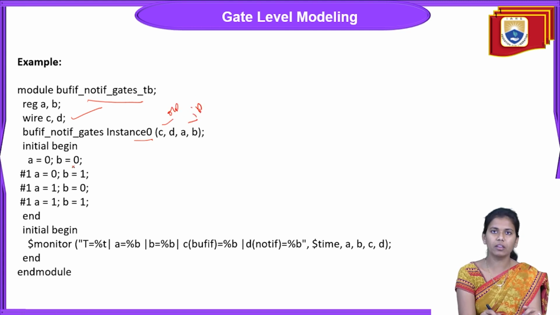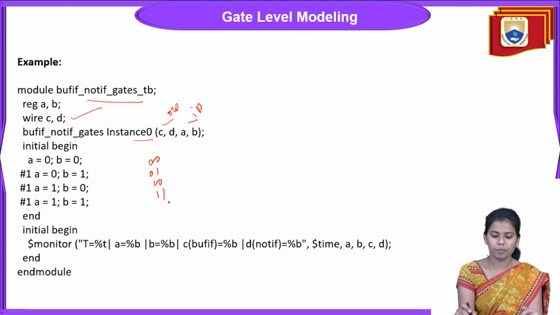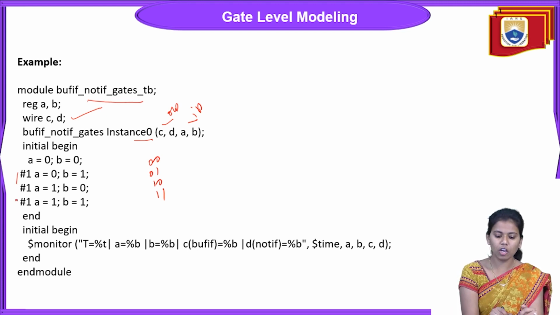And initial begin. I'm starting my program with 4 combinations: 0 0, 0 1, 1 0 and 1 1, with 1 bit of delay, that is 1 nanosecond of delay. And I'm ending with the end and endmodule keywords.